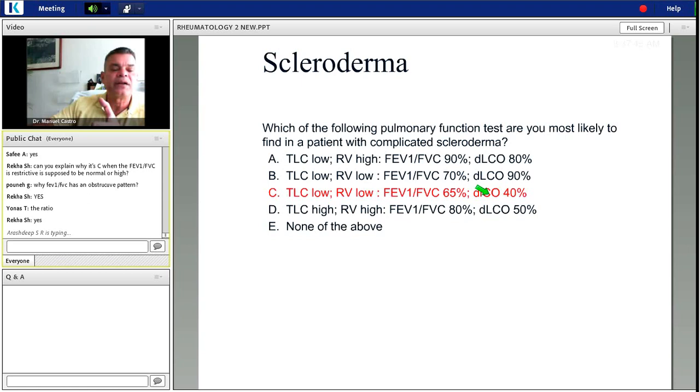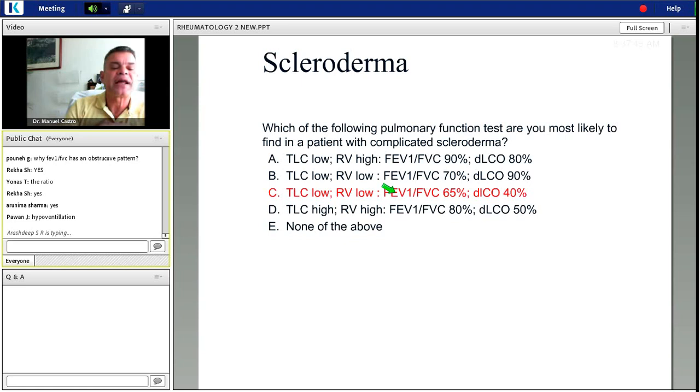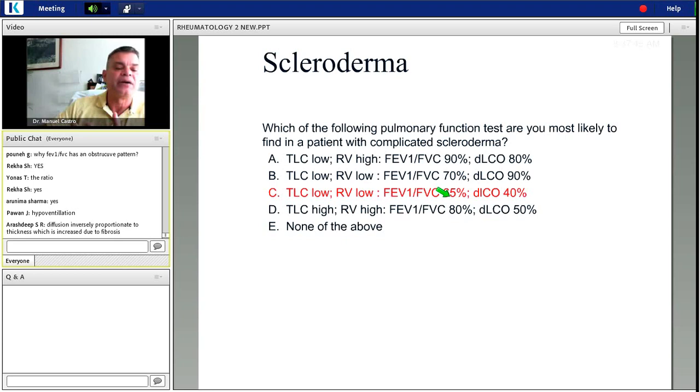Okay. Now, the FEV1 over FVC tells you how well the patient is able to blow air. Now, a patient that has a lot of fibrosis in the lung is going to have a little bit of difficulty blowing air. So the FEV1 over FVC is going to be less than 70%. So that's why this is also a little bit on the low side. The fibrosis is going to impede the ability of actually blowing air.